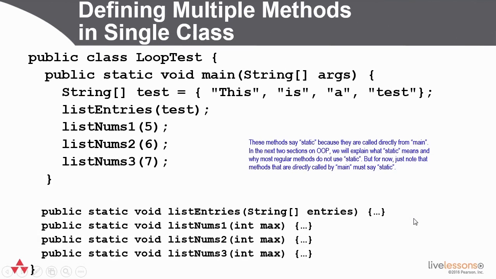Next, let's look briefly at how you organize methods or functions inside a class and how you organize code inside a method. So I said earlier that when you execute something from the command line in Java, it always starts at the method called main. But if you look in the previous section on loops, you'll see that the code was not in the method called main. The code was in methods called list entries, list nums1, list nums2, and list nums3. Well, how did this work? And the answer is that main called those methods.